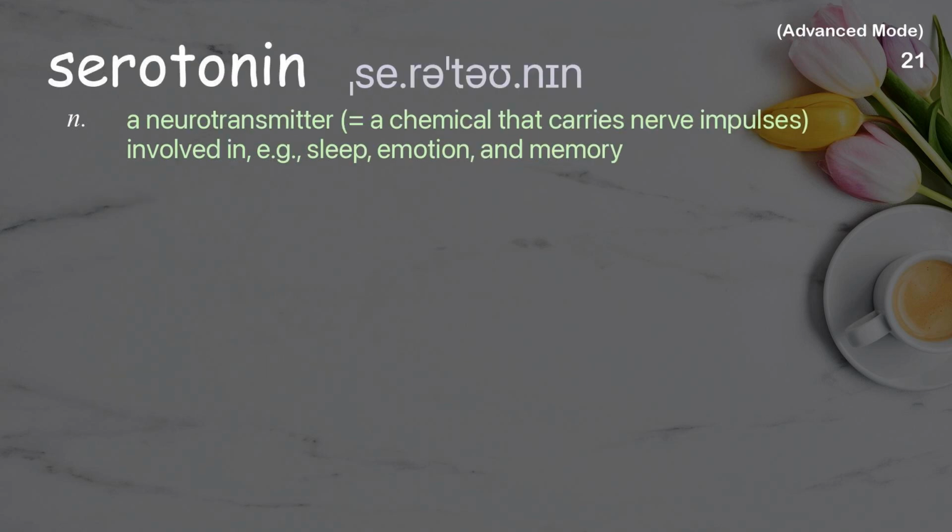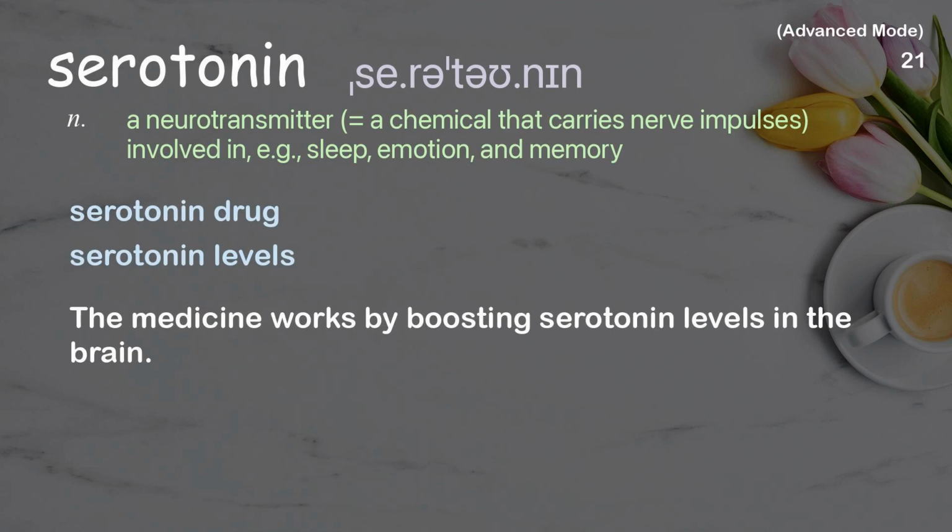Serotonin. A neurotransmitter equals a chemical that carries nerve impulses involved in, for example, sleep, emotion, and memory. Examples: Serotonin drug. Serotonin levels. The medicine works by boosting serotonin levels in the brain.